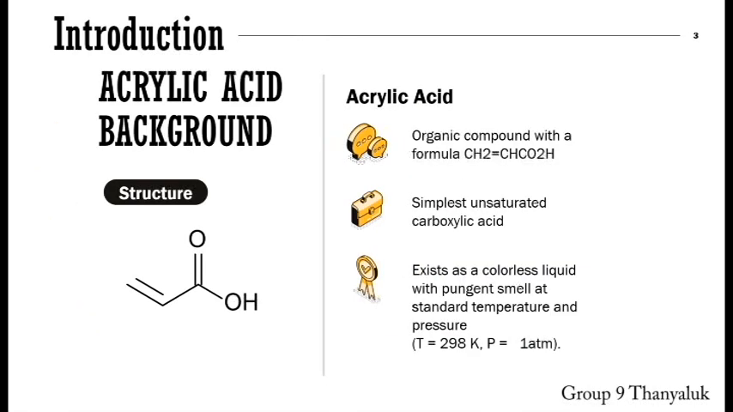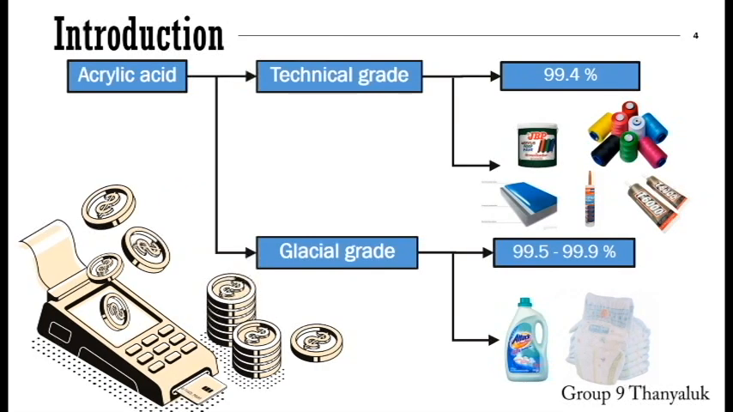Acrylic acid is an organic compound, which is an important raw material of polymer for many industries and consumer products. It is the simplest unsaturated carboxylic acid, consisting of a vinyl group connected directly to a carboxylic acid, and acts as a colorless liquid with a pungent smell at standard temperature and pressure. Acrylic acid is used in a variety of consumer and industrial goods.